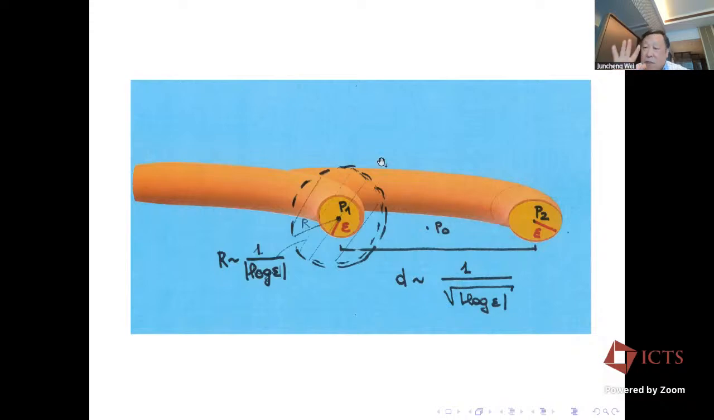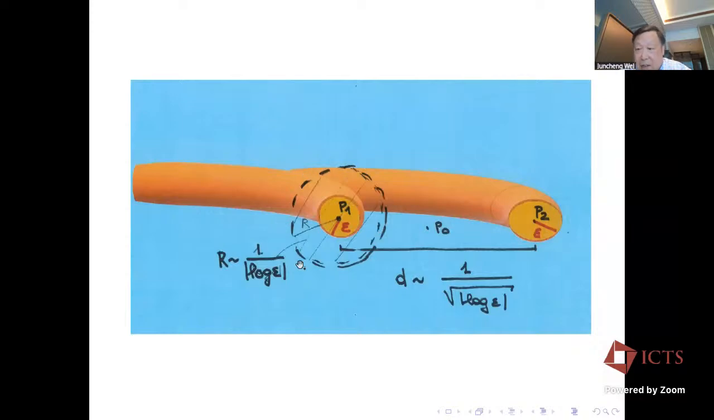So you see four different scales in this picture here: epsilon order, 1/log epsilon, 1/square root log epsilon, and order 1. So this is a multiple scaling, and which one is the inner problem? Which one is the outer problem? This is the inner problem. This is the one we're going to use as the inner problem.